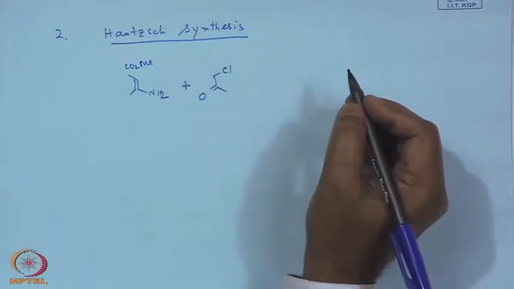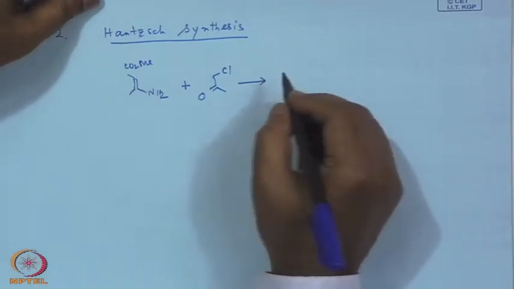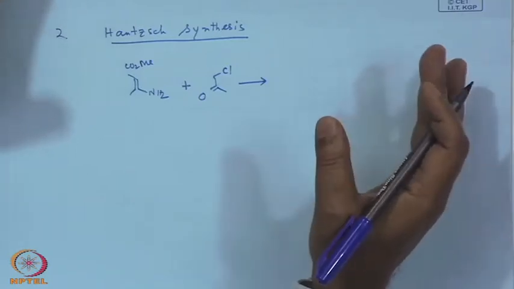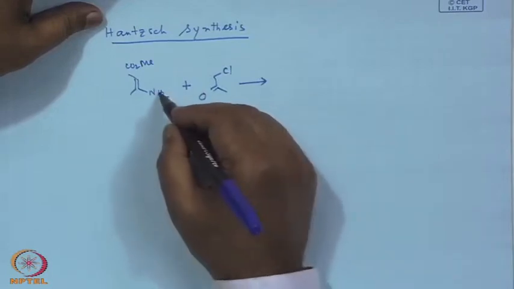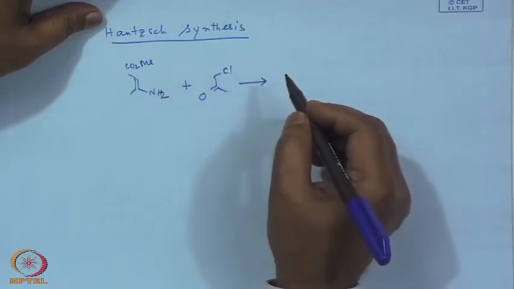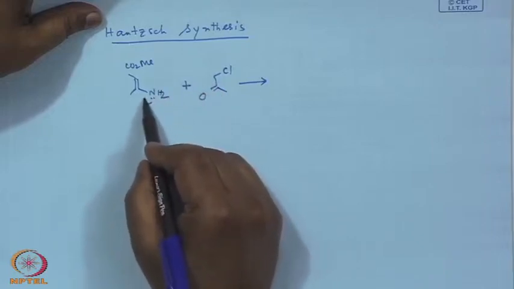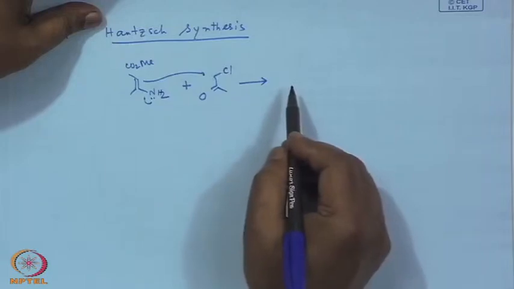Mechanistically, all of us know how to carry out this reaction: just simply mix them and heat it, nothing else. There could be two different mechanisms. One can involve displacement of the chlorine through the enamine and then condensation, or vice versa, without any problem.